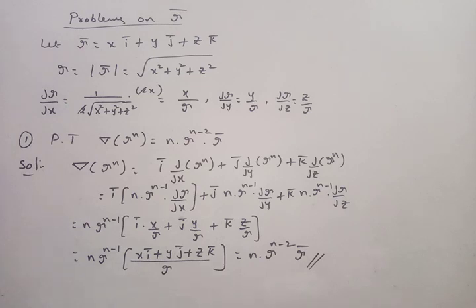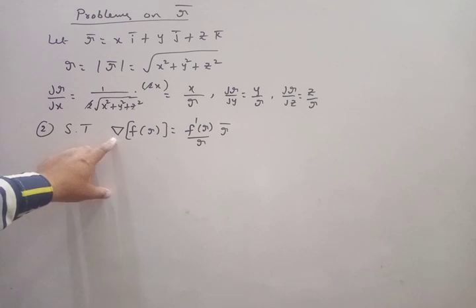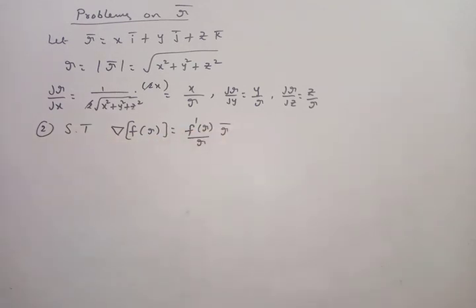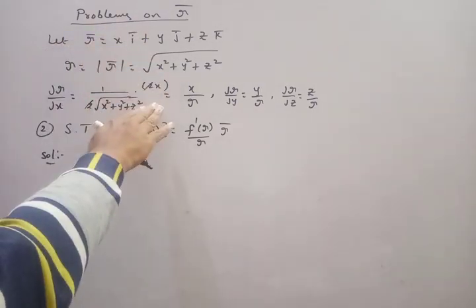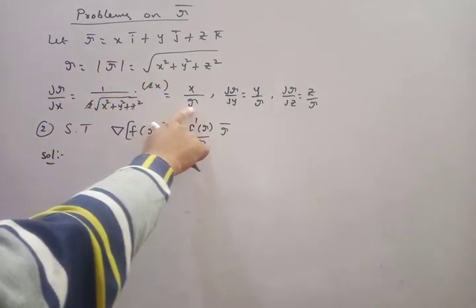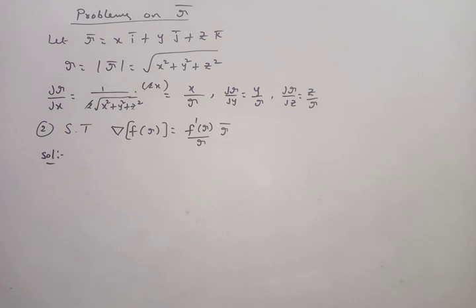Okay, so see the next problem. Next problem: show that del of f of r is equal to f dash of r by r into r bar. Solution: first you have to write this given data over here. Let r bar be this one, r is this, dou r by dou x is x by r, dou r by dou y is y by r, dou r by dou z is z by r. Correct? So we have to write these three steps over here.